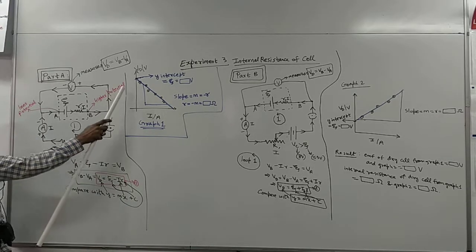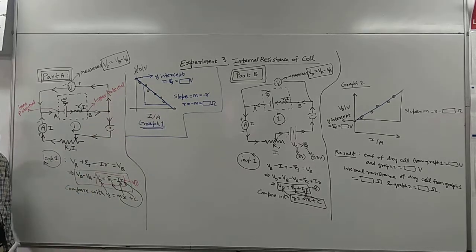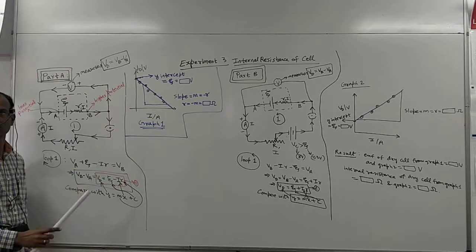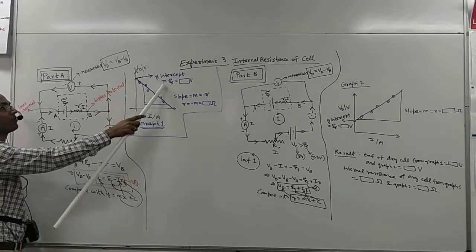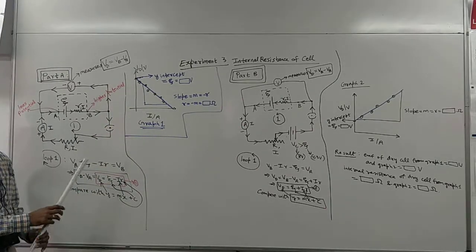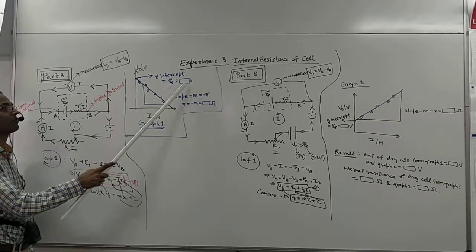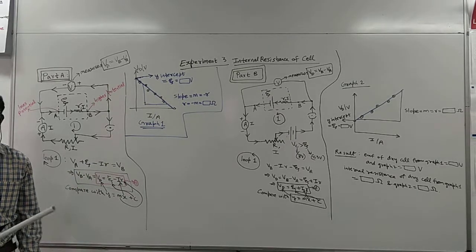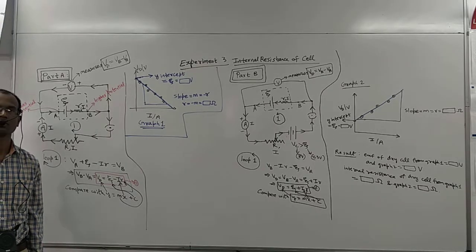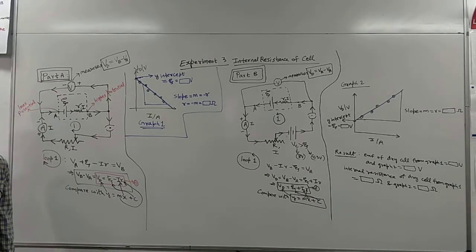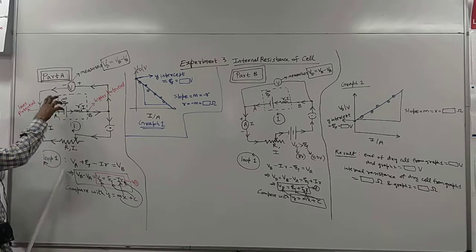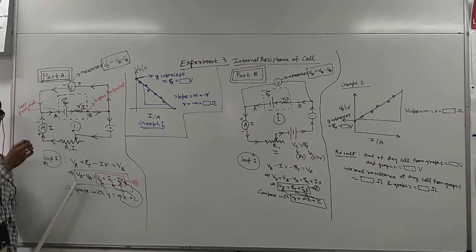Look at this. You will get a negative slope graph like this. Wherever the best fit straight line cuts the y-axis, that gives you the EMF value. So from your graph, find the y-intercept and note down the EMF value on the graph sheet. When current is flowing through a battery, the terminal voltage is lesser than the EMF of the cell when the battery is discharging.